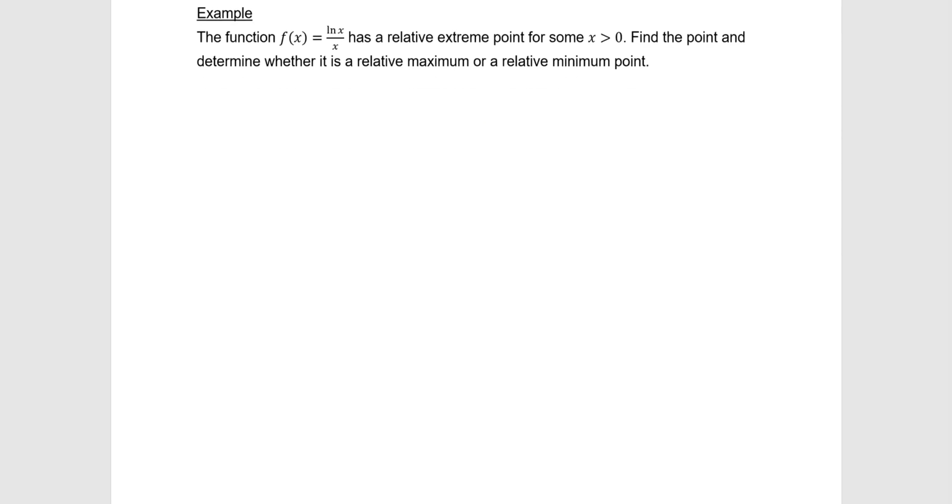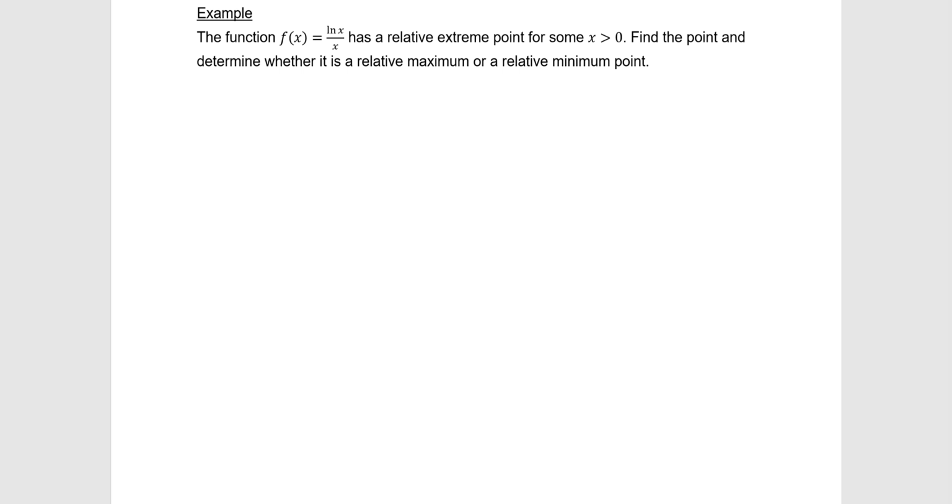Okay, one more example here. The function f of x equals ln of x over x has a relative extreme point for some positive x value. We want to find that point and determine whether it's a relative max or a relative min. So as usual, when we're trying to find these relative extreme points, we take the derivative, set it equal to 0, and solve for x.